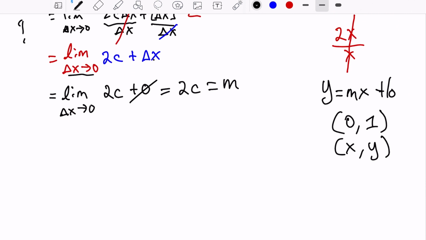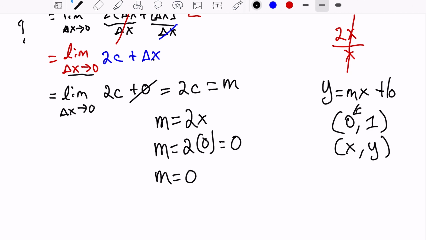So that being said, we go back to our problem here. If that is the case, I will simply assume I have m equals 2x, and if I put in a 0 there for x, 2 times 0 equals 0, so m is equal to 0. I still have my y equals mx plus b. If I want to know what the b value is, all I need to put in is my x and my y based on this point here. So my y value here is equal to 1.